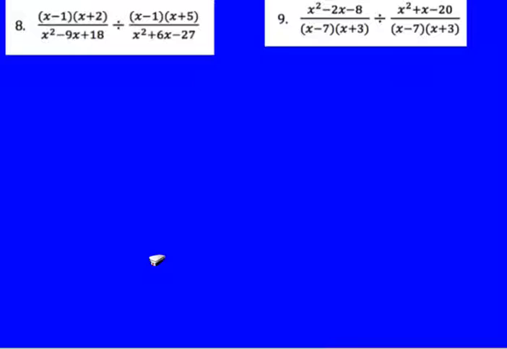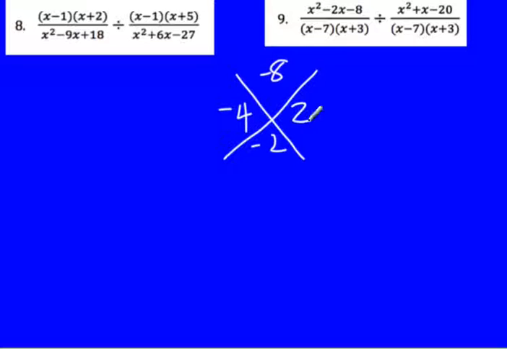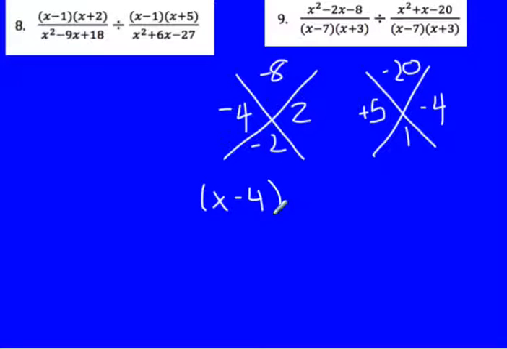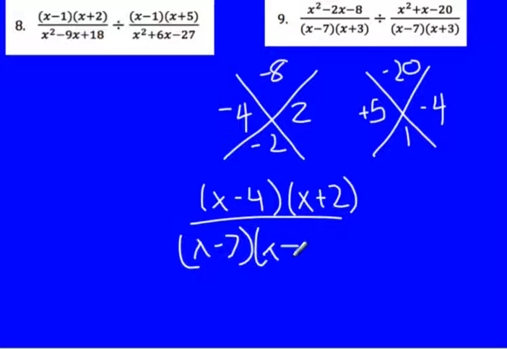Now, let's take a look at number 9. For number 9, you're going to be multiplying to negative 8 and adding to negative 2. So negative 4, 2. And the second one, multiplying to negative 20, so you're going to have a positive 5 and a negative 4. x minus 4, x plus 2, divided by x minus 7, x plus 3.